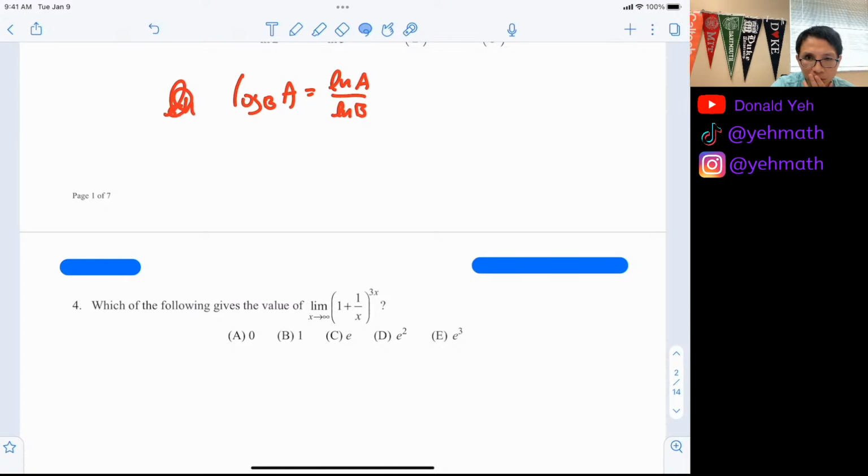That's how you do E. The answer is e to the third. It'd be like ln of y. You need to change it with ln. So you say y equals the original thing, and then you just do ln. You subtract them, right?